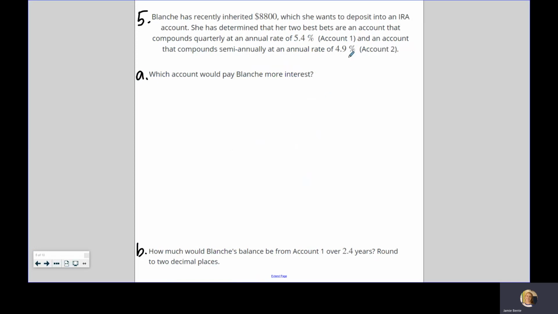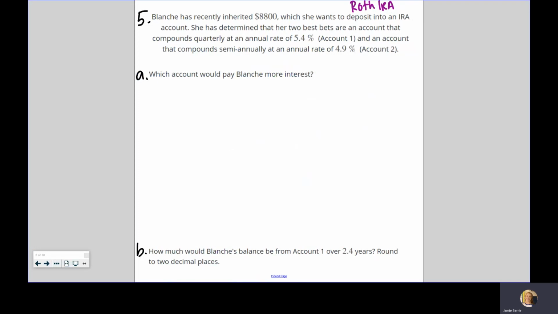The most popular one is called a Roth IRA. It's the most popular because whenever you cash out your retirement after, say, 40 years, 20 years, however long you invest your money for, you don't have to pay taxes on it. All right, so let's look at Blanche's situation. She's got $8,800 to invest. She wants to put it into an IRA.